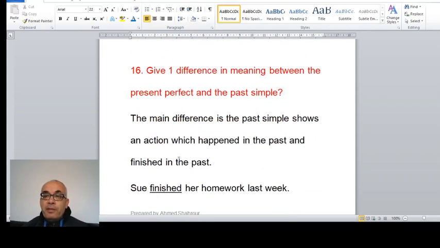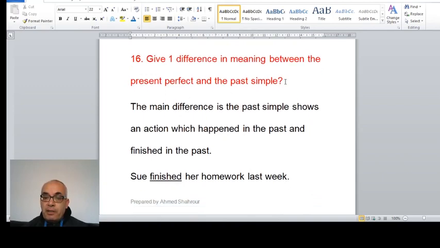Give one difference in meaning between the present perfect and the past simple. The main difference is the past simple shows an action which happened in the past and finished in the past. Example, Sue finished her homework last week. So finished is past simple. What is the meaning of finished? It means Sue did her homework in the past and Sue finished her homework in the past.